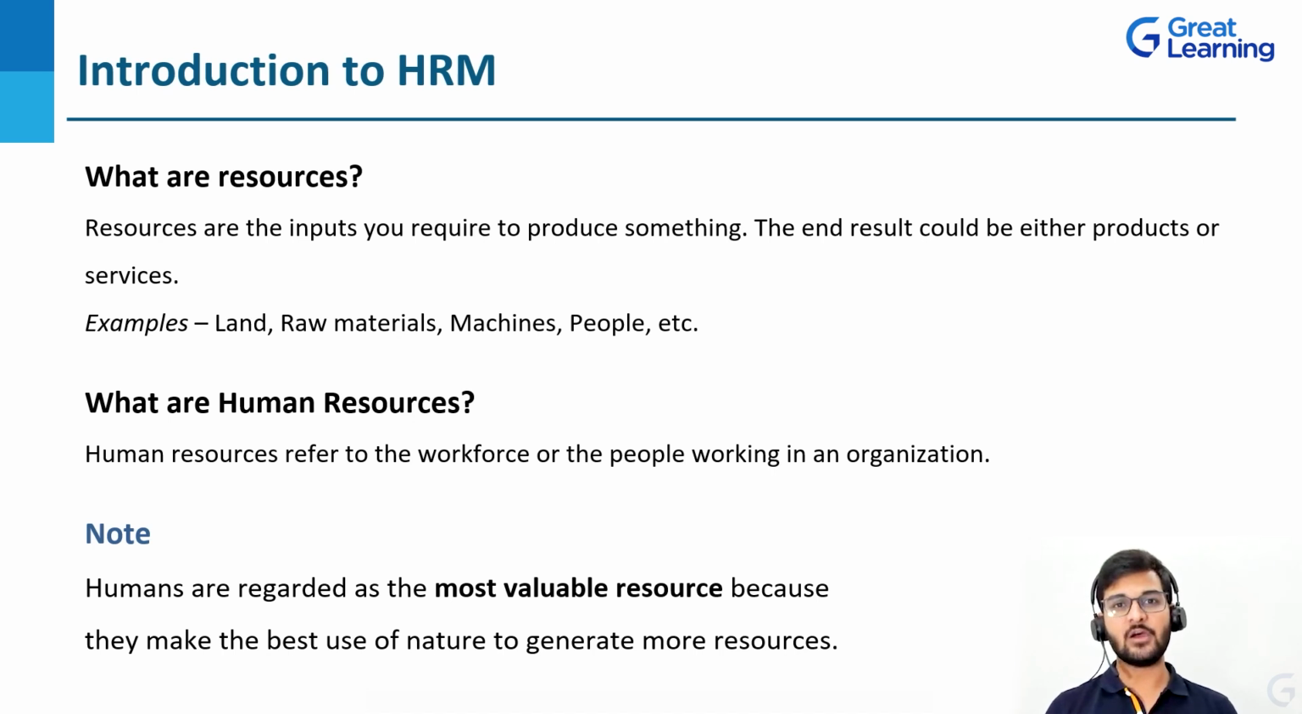Just assume that we have machines, we have raw materials, we have land, we have each and everything, but we don't have the people. Is there a point of having all those things? Not really, because there will be no one who can put it into use, who can get something productive out of it. There's only one thing that can make it possible, and that is the people, the human resources. And that's why managing those human resources is also important. And that's what this entire course is all about.